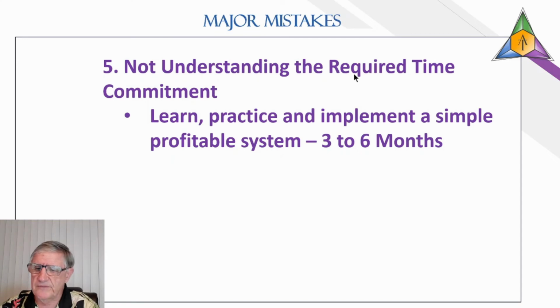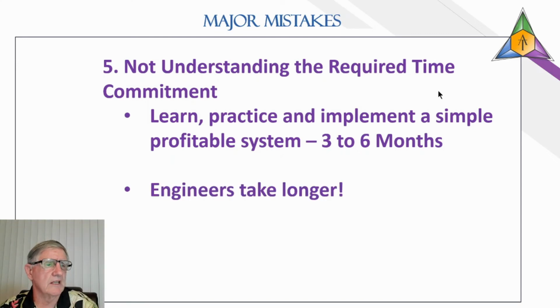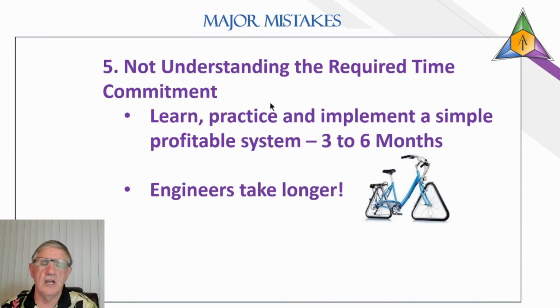And then being a professional engineer that I am, I always like to joke with my engineering friends because they take things sometimes so serious. Engineers typically take longer to learn how to trade. So you can take this and say, if it takes a regular person 3 to 6 months to learn one profitable system, an engineer is going to take longer. You know why? Because engineers love to reinvent the wheel. And oftentimes they wind up with this kind of invention that doesn't go anywhere.